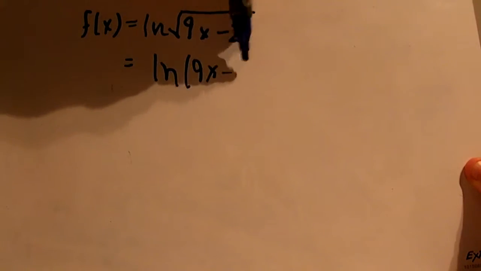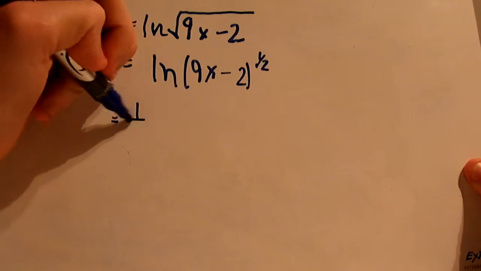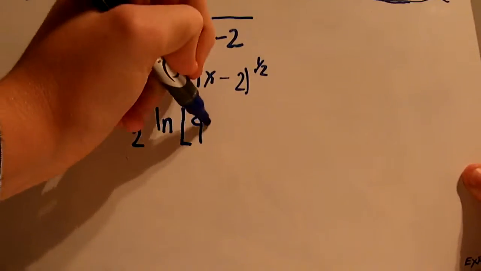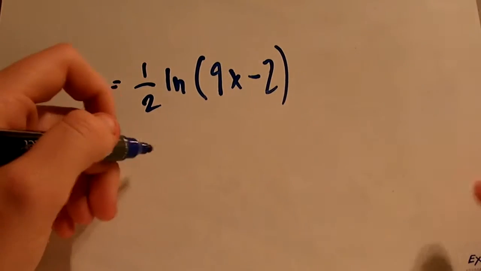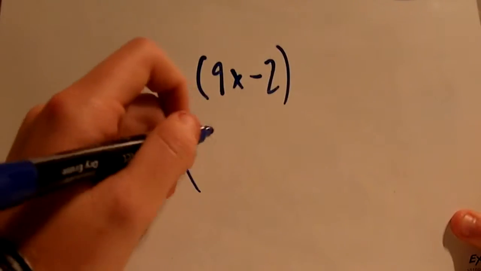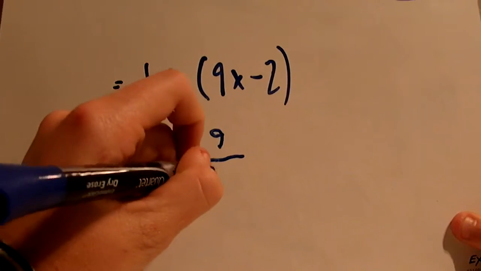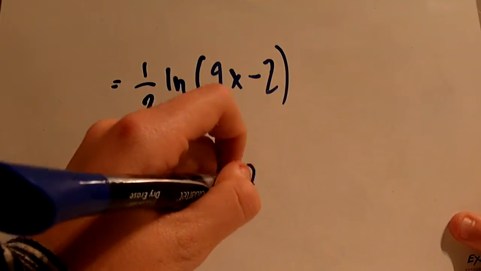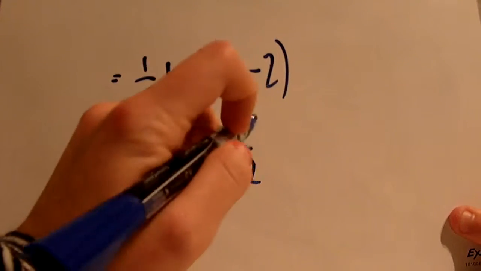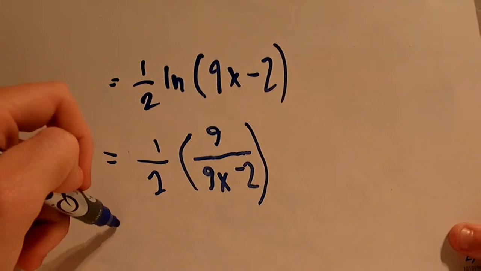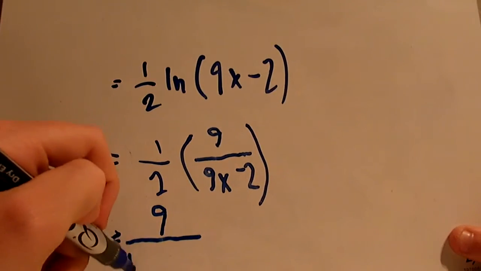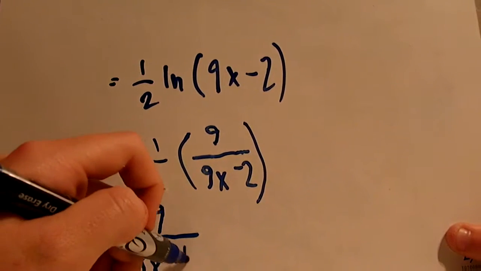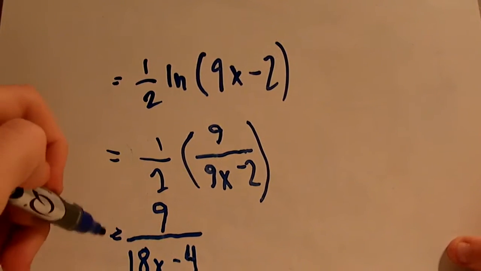So here's another example. We know that this is equal to ln of 9x minus 2 to the 1/2 power, which we can then move down to the front of the equation. Now we have 1/2 ln, and then we use u prime over u to solve this equation, and we get 9 over 18x minus 4.